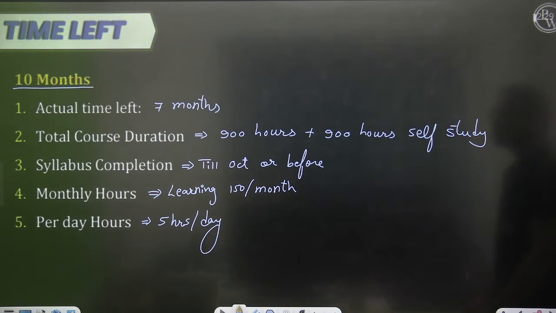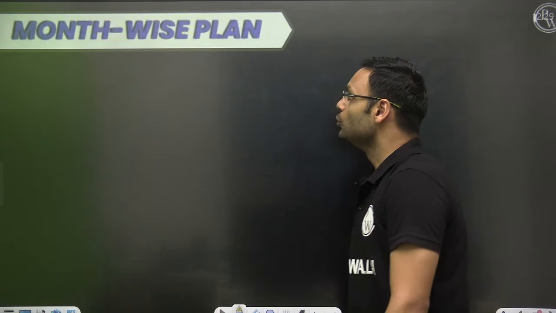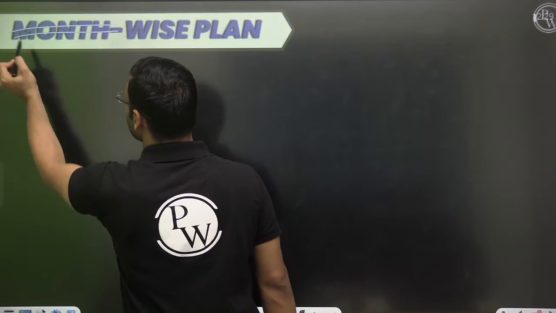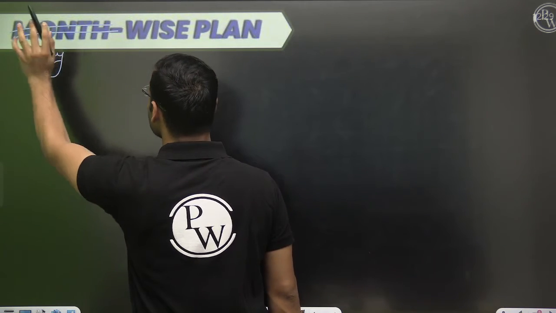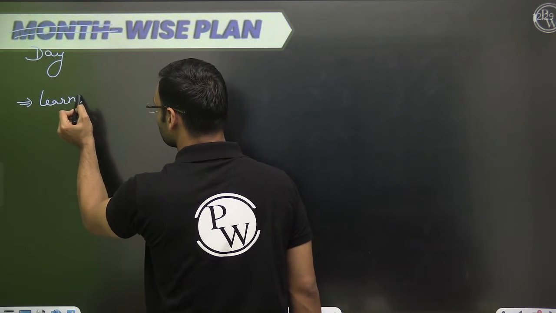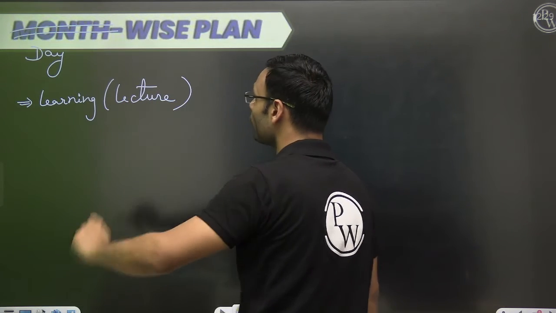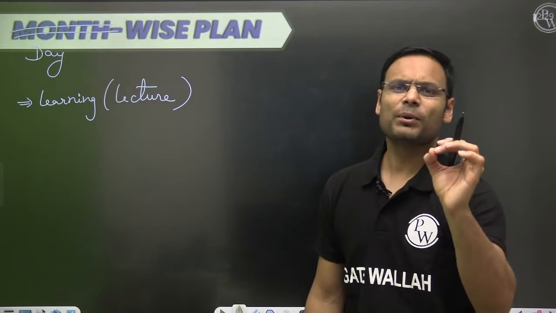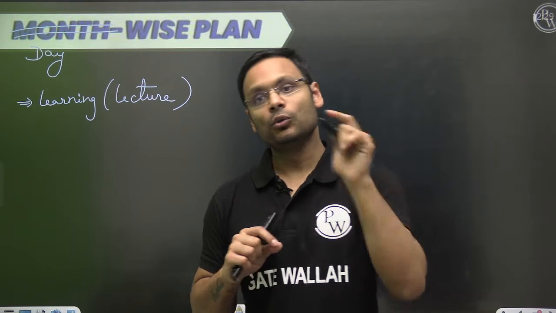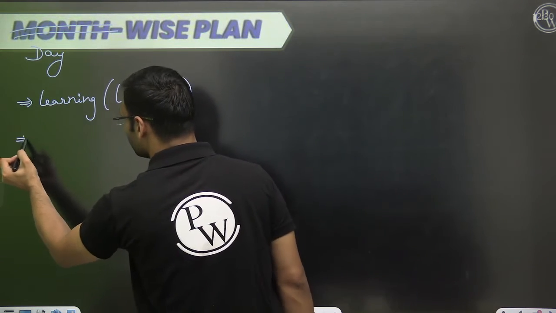So apart from this 5 hours per day, that is the average, what you will have to do for the month-wise and day-wise plan. So let me talk about the day-wise plan. When you go for the day-wise plan, you will have the learning, meaning lectures. You can watch a live lecture or a recorded lecture as per your convenience, whichever you feel is good for you to learn this specific course. Yes, learning or lecture. After that, you make the notes.